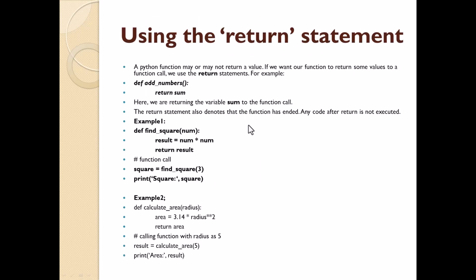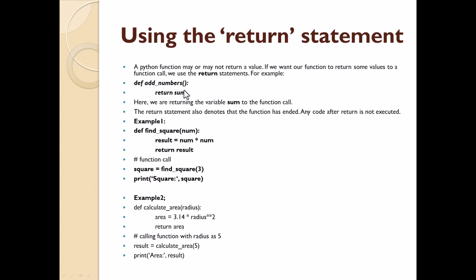So we are now going to the return statement. A Python function may or may not return a value. Okay, it may or may not return a value. Okay, the return is about returning operations within a function. So we'll be looking at the syntax and then how it works. If we want our function to return some values to a function call, we use the return statement. So instead of printing here, we can call the function by using the return statement.